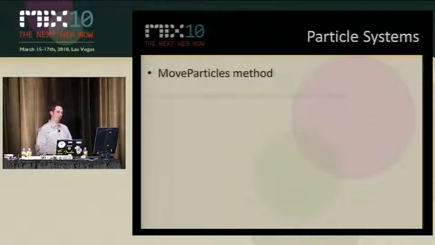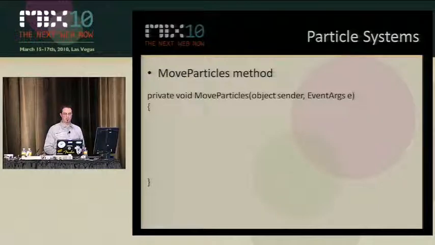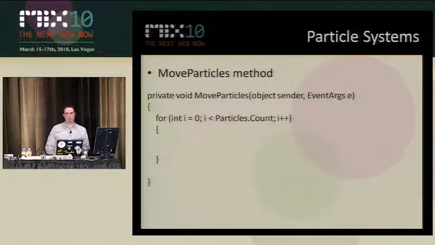A method example for move particles, if I'm going to show you, here's a stub for move particles. This would be the equivalent of what would be called when a storyboard ended. In this particular case, I'm wrapping my code inside of a for loop. You'll see particles.count listed there. Particles is a list of type particle. In this case, my particle is just a series of an ellipse that I'm working with.